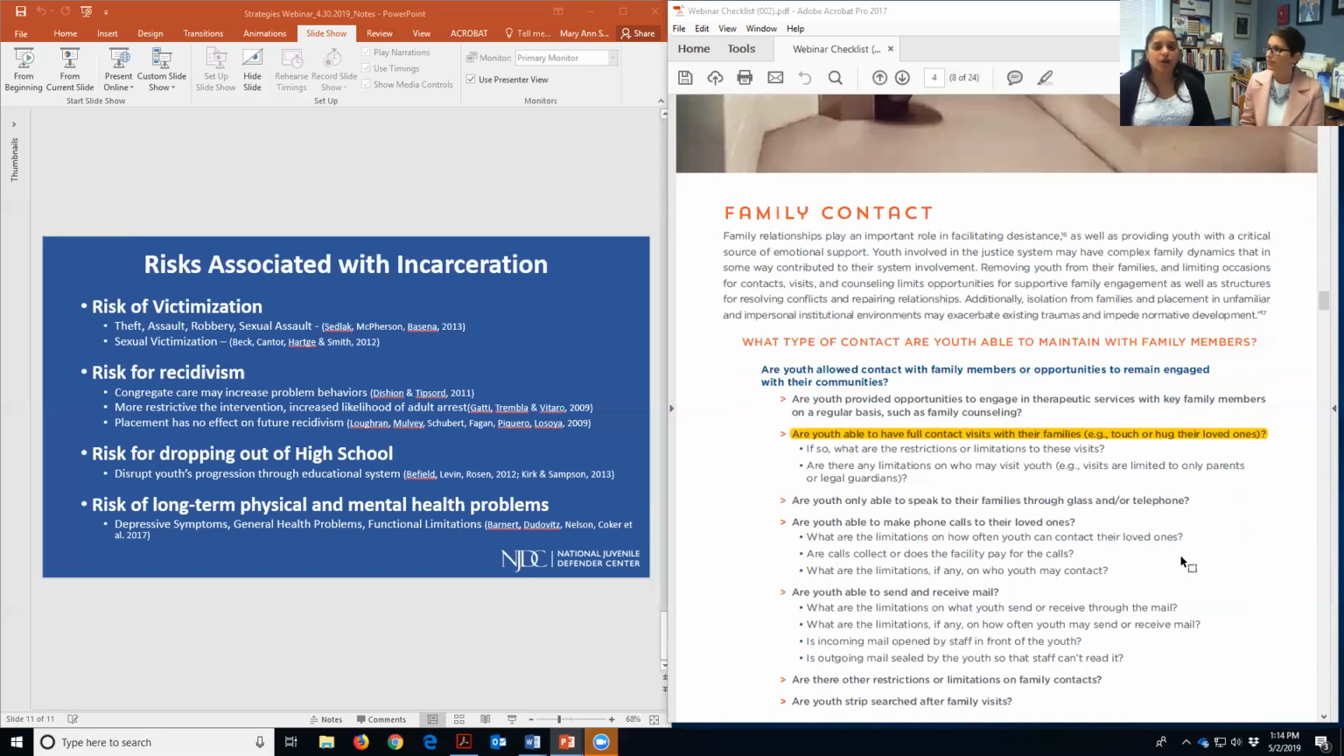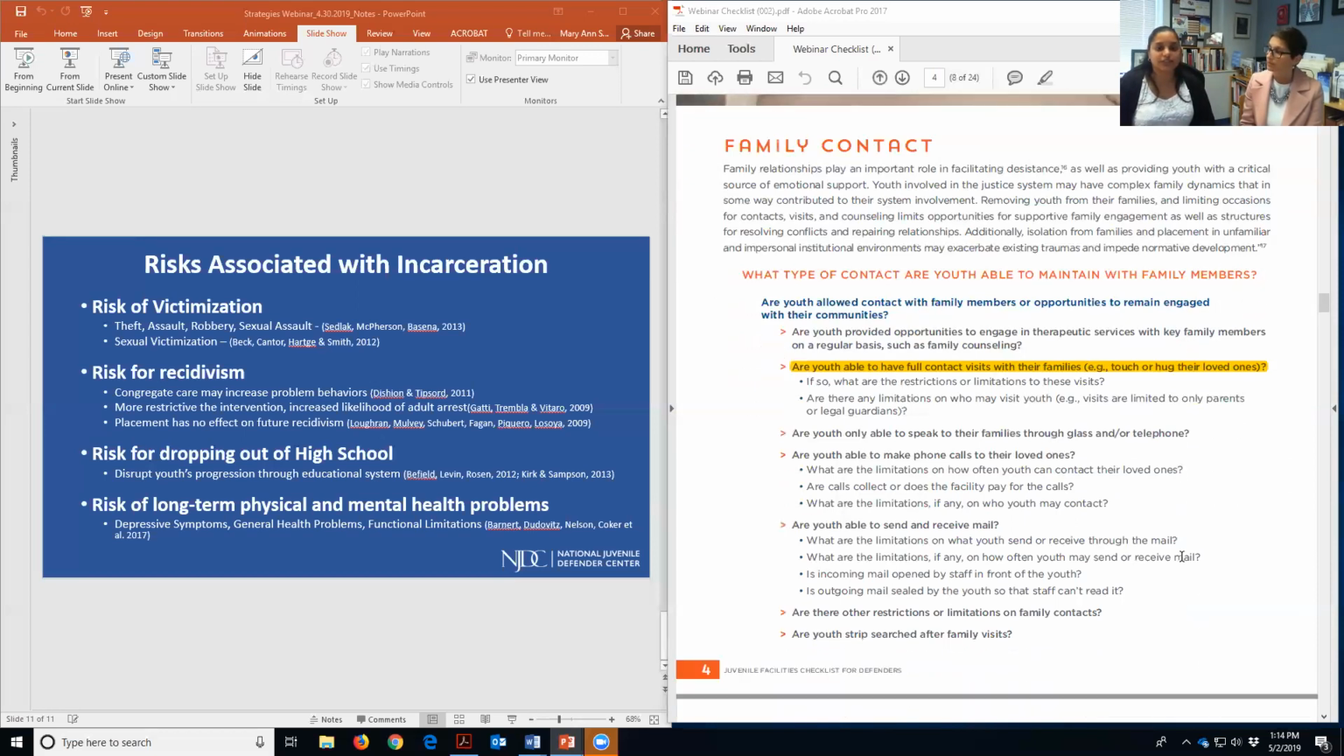So we want to know, are youth able to have full contact visits with their families? Are they allowed to hug them, touch them, hold them? Are there limitations to those visits? Are there limitations on who can visit? Is it restricted to just their parents or legal guardians? Can they stay in contact with their siblings or grandparents or even their friends? Whoever offers a positive support to this individual, do they have contact with those people?